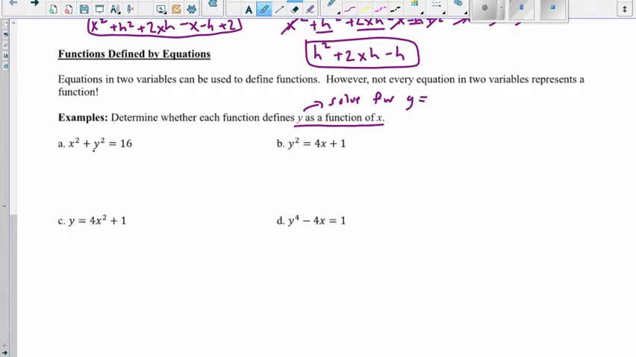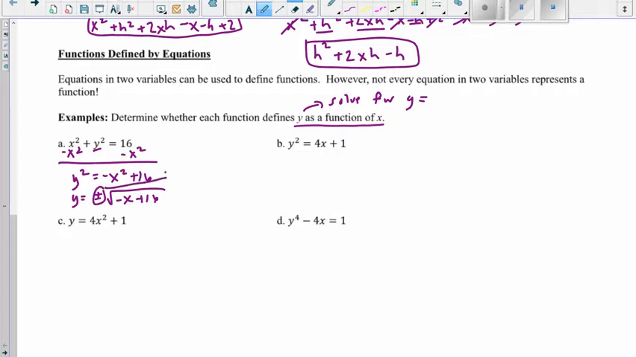So here is my y, so I'm going to solve by first subtracting x squared to the other side. So I get y squared equals negative x squared plus 16. Those aren't like terms, so I can't combine them. Here I have to solve for y. To get rid of that power, I take the square root. So y is equal to plus or minus the square root of negative x squared plus 16. So now this is not a function because we have the plus or minus.